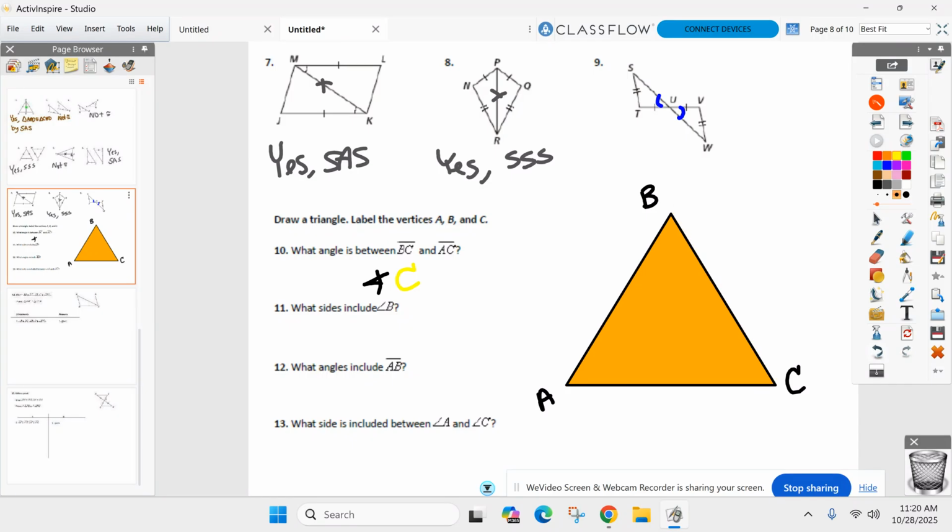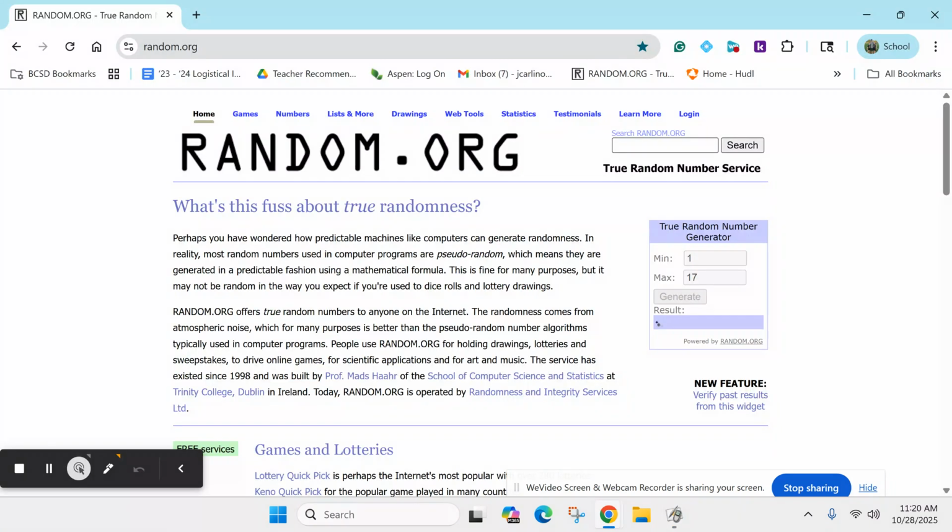All good? Name what sides include angle B. So if I rephrase that question, angle B is in between what two sides? That's what I'm looking for here. Angle B is in between what two sides?